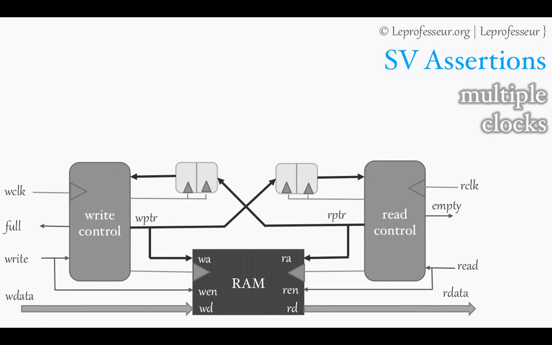Now let's take another example of multiple clocks, where the multiple clocks are used in a typical asynchronous FIFO. So this is a typical block diagram of an asynchronous FIFO, where you have write control logic, read control logic, and you're accessing data in a RAM. All right. So how can you write the data integrity behavior for this block?